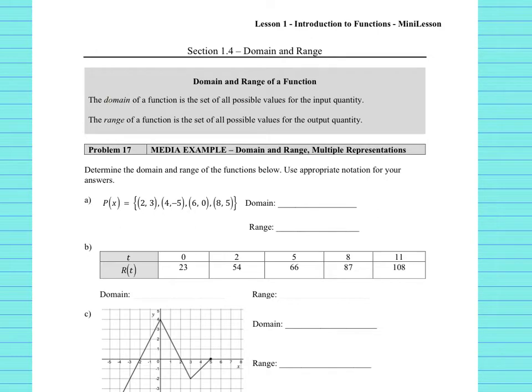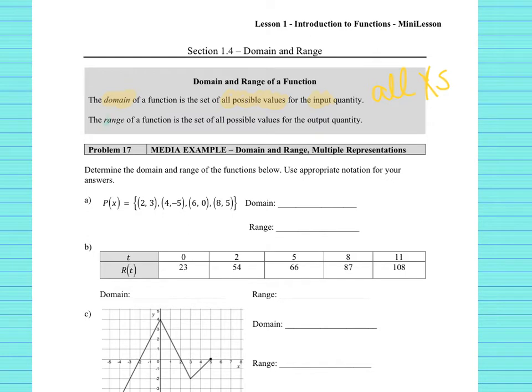So domain, anytime we use that word domain, we're talking about all of the possible values of the input. So basically, we're talking about all the possible x's. And we use that word possible because on a graph especially, you're not always going to see every value that is possible. And so we want to make sure that we're describing all of them using our domain, even if you can't necessarily see it all represented there. And the same thing is true about an equation.